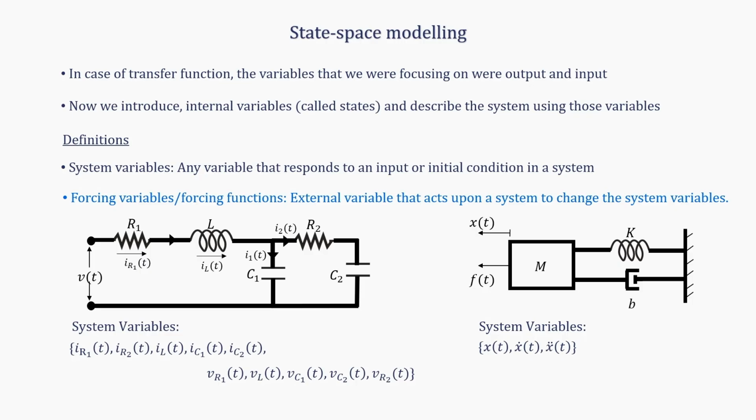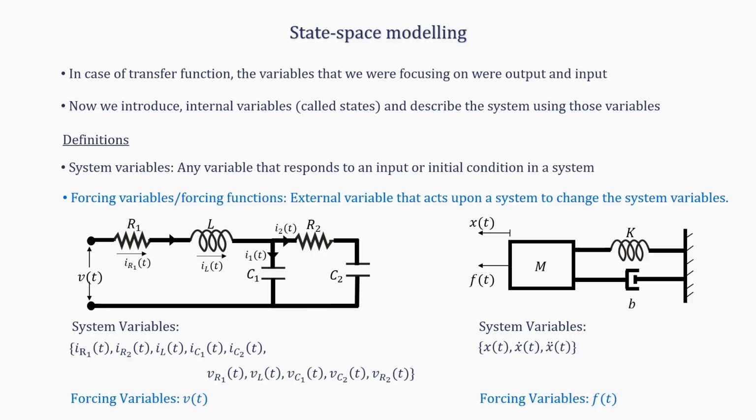What are forcing variables or forcing functions? The external variables that act upon the system, so that these system variables change, are called forcing functions or forcing variables. In other words, these act as input, these are in your hands, you can change this. When you change this, the system variables get affected. So, in these two examples, the forcing variable is voltage in the RLC circuit and the forcing variable is force in the mass spring damper system.